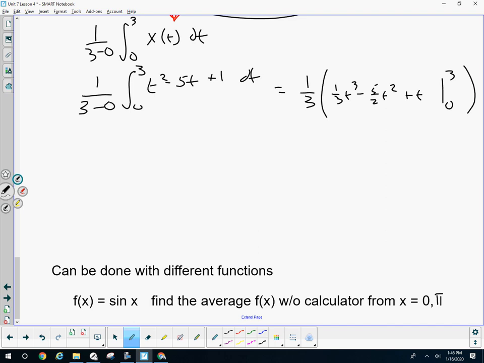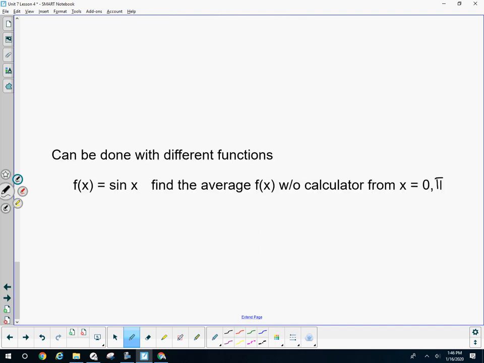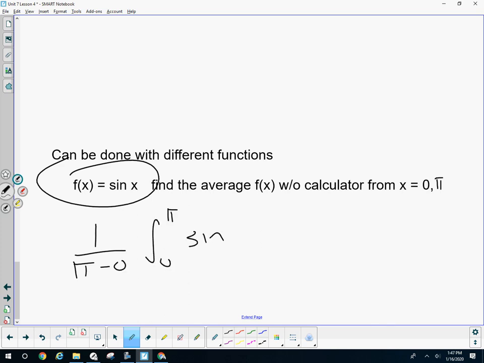What's great about this is that you can find the average of anything, whether it's just like f. Average f: 1 over b minus a, integral from a to b of f. That will find you the average f. It would be the average rate of change of big F, but it ends up being the same thing here, okay?